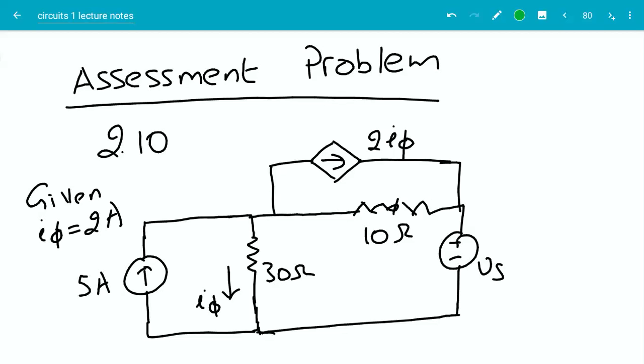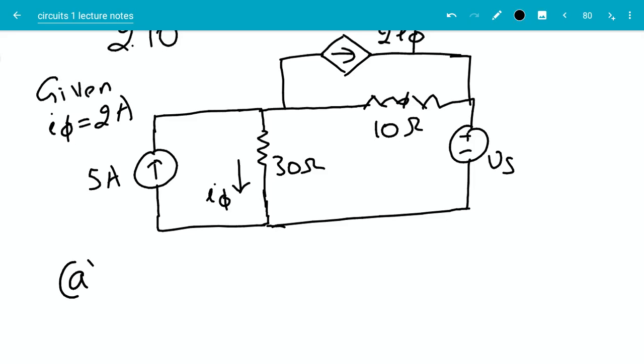Let us look at another example. In this example, we have one independent voltage source, one independent current source, and another dependent current source. The current in the dependent current source, or the controlled current source, is given as 2 I phi, where I phi is the current going through this resistance here. It is also given that I phi is 2 amps. Part A is asking us to find the value of Vs.